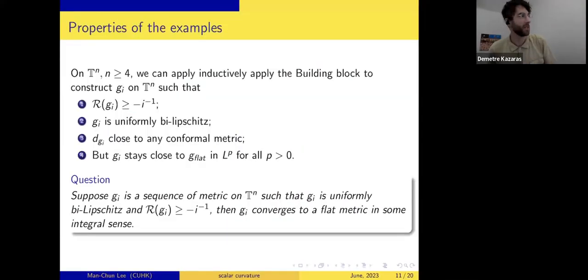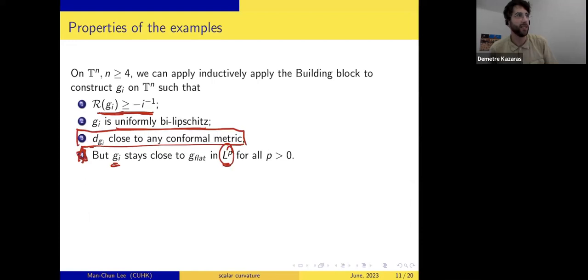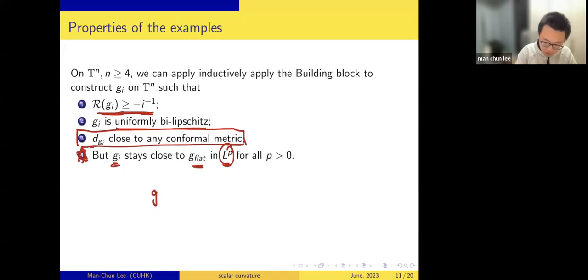Wait, can I ask a question about that? Yep. Can you just elaborate on this LP sense? Because there should be some kind of fixed gauge in which you talk about the LP norm. No, in this case, you can fix the ambient metric. Like g_i is a sequence of tensors, minus the flat one with respect to any metric you like, and the LP norm converges to 0. This is what I mean.